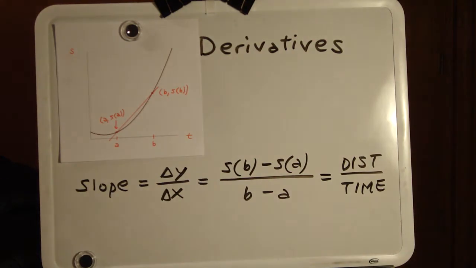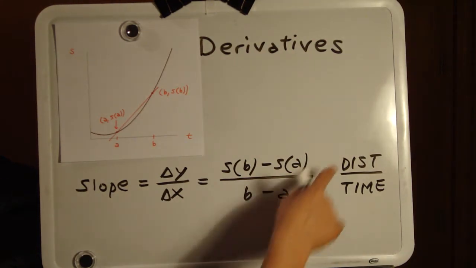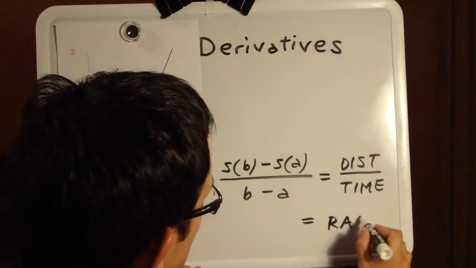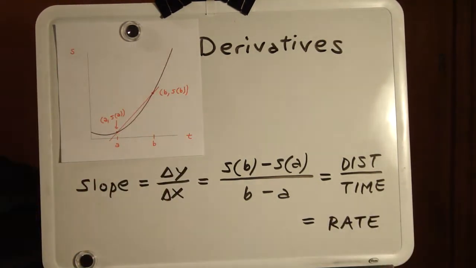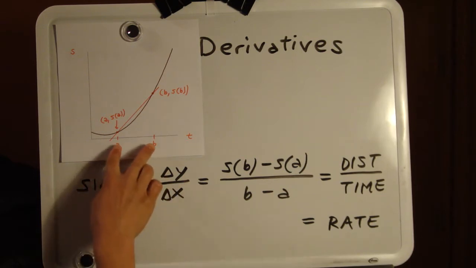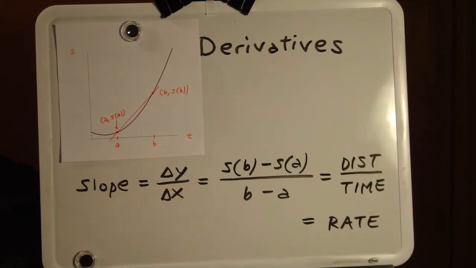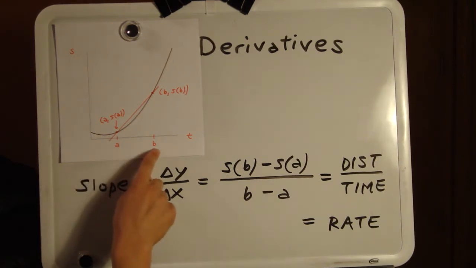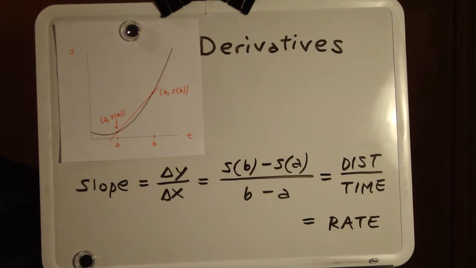You might remember this kind of ratio in algebra: distance divided by time. This is equal to a rate. The important thing to grab from this is that the rate that we're talking about here is an average rate of change, because we're talking about a rate over a certain interval, from A to B. But notice that when we calculate this rate, we're only using the endpoints. We're only using A and B, and also S of A and S of B.